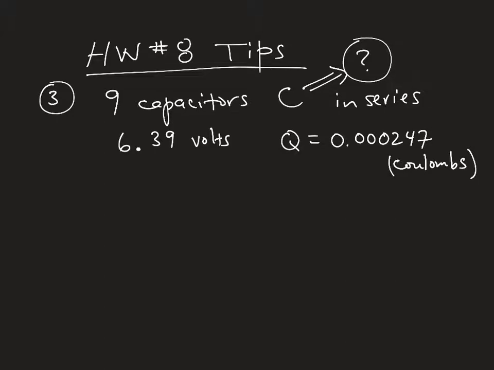So the first thing that's worth looking at here, let me draw a little schematic. So here's the battery, that's the 6.39 volts. And there's a bunch of capacitors and they're in series. I don't think I'm going to draw all 9 here. And notice, maybe you've picked this up from the reading of the lab, but just to make sure everybody's clear on this.